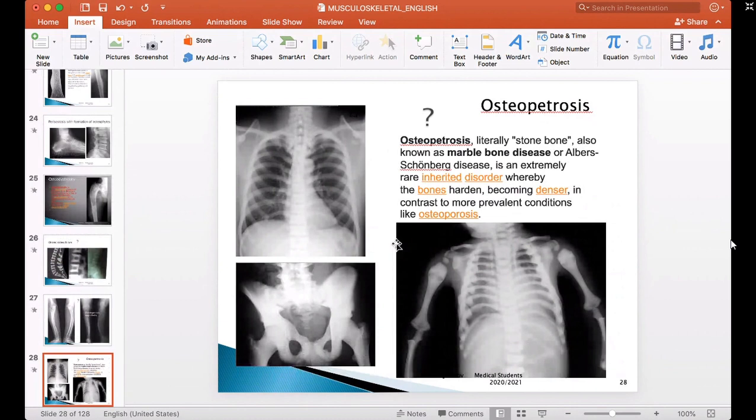In osteopetrosis, or literally very stone bone, so very dense, very marble bones, we also call it marble bone disease or Albers-Schonberg disease. This is an extremely rare inherited disorder whereby the bones become hardened and dense, in contrast to the most prevalent conditions like osteoporosis. So you can see, for example, in this child, very, very dense bones. Even the pelvis appears very bright on the radiograms. This condition, when the bones are very, very dense, marble, we call osteopetrosis.